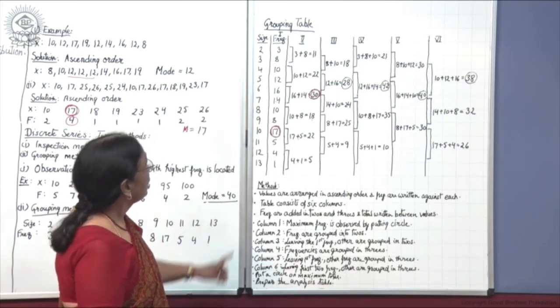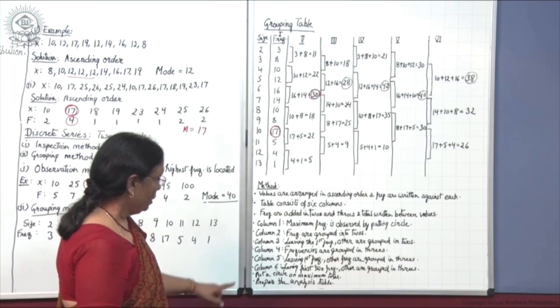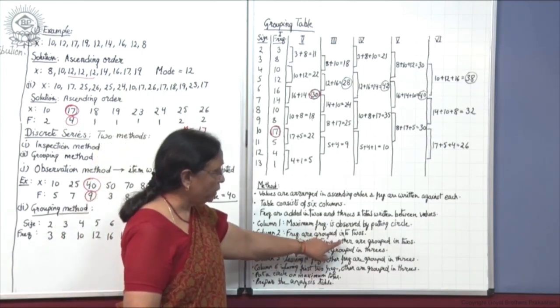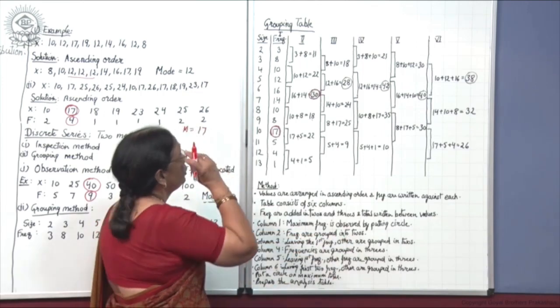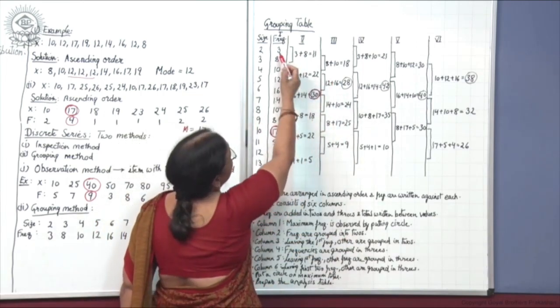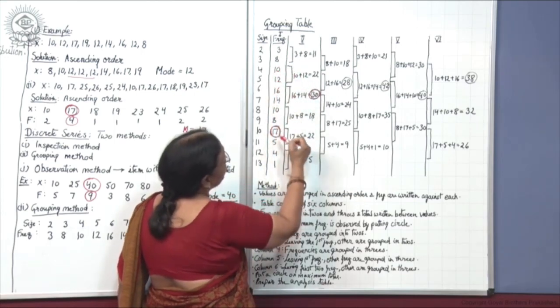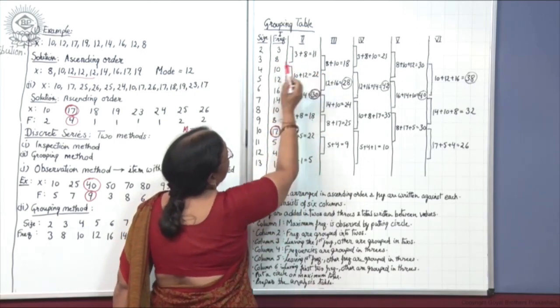Got it? This is the second column. Third column, leaving the first frequency, others are grouped in 2s. Now in the third column, just leave the first one. This is 3. Other frequencies are grouped into 2. So leave the first one.